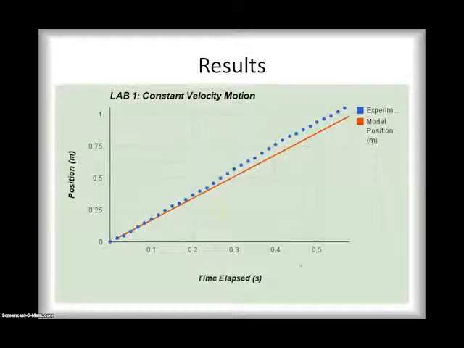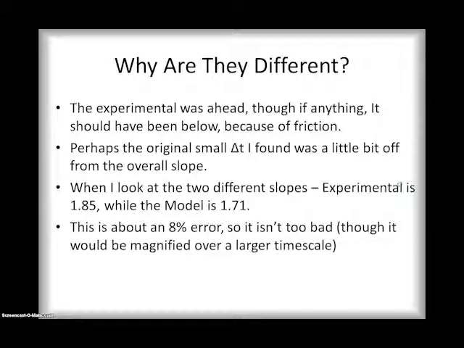Here's the results. As you can see, the model position was slightly below the experimental position. I'm not sure why that was. It seems as though the original delta t, the small delta t that we took at the beginning to determine the model's initial velocity, was a little bit off. It seems that the actual experimental velocity should have been a little bit greater, which is why it's above. Although normally we would think that the experimental should have been below because of friction.